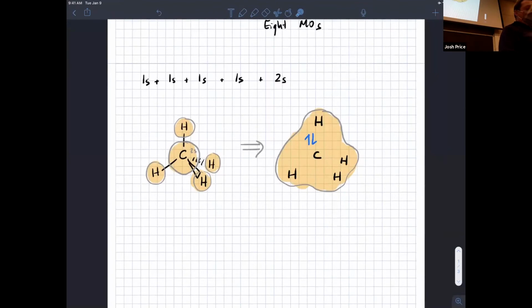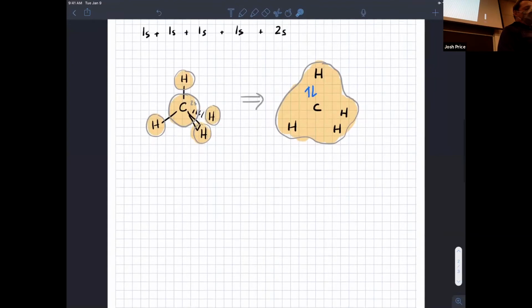I want to show you how we use one of the p orbitals to make another MO for methane. It's not crazy important, but I want to show how MO theory has a solution for methane that doesn't depend on orbital hybridization at all. But I want to make one thing clear.